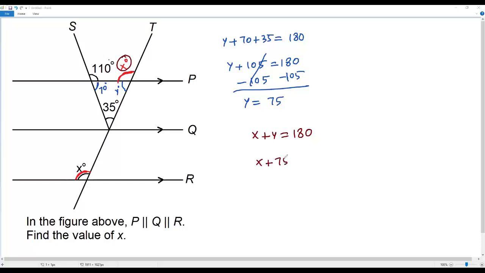So x plus 75 equals 180. To solve for x, I subtract 75 from both sides. When I do so, this positive 75 and negative 75 will cancel out. So x equals, when I subtract 75 from 180, I'm getting 105. So I got the value of x. The value of x is 105.